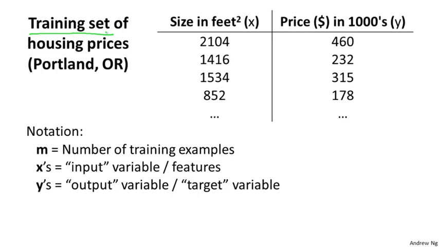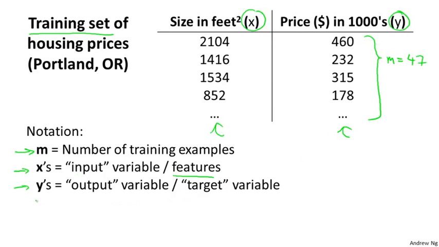So I'm going to use lowercase m throughout this course to denote the number of training examples. So in this data set, if I have, let's say, 47 rows in this table, then I have 47 training examples, and m equals 47. I'm going to use lowercase x to denote the input variables, often also called the features. So that'll be x's here, our input features. And I'm going to use y to denote my output variables, or the target variable which I'm trying to predict. And so that's this second column here.